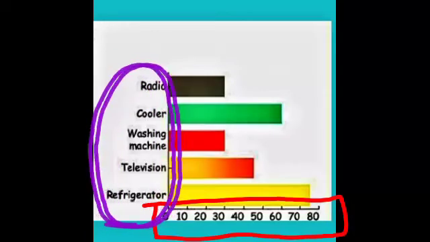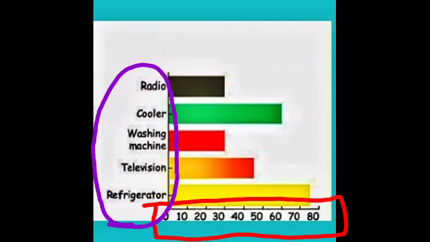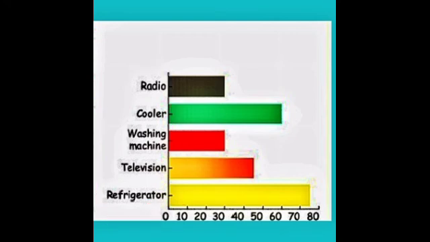Radio, cooler, washing machine, television and refrigerator. And below we should start with the refrigerator and the topmost we should stop with radio. With the help of these numbers and the names of the home appliances, we are going to draw the bars. Okay, my dears? Did you all understand how to draw the bar graph now? Yes. With the help of this bar graph, we can categorize the number of things or items which is most or least.